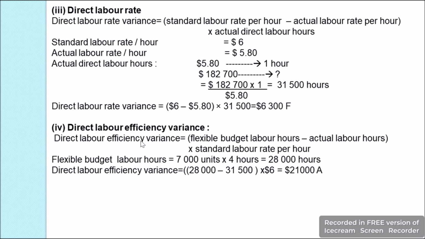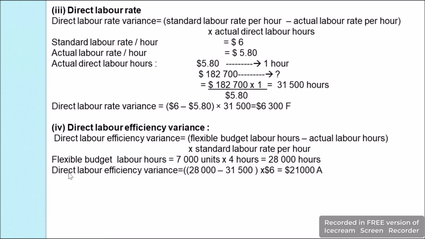In the fourth bit of the question, we are asked to find the direct labor efficiency variance. For direct labor efficiency variance, we have the formula, which is flexible budgeted labor hours minus the actual labor hours, and we multiply this with the standard labor rate per hour. So the flexible budgeted labor hours, we have to calculate this. It was given that they are actually producing 7,000 units, and for each unit the labor hours required was 4. So 7,000 times 4 will be 28,000 hours.